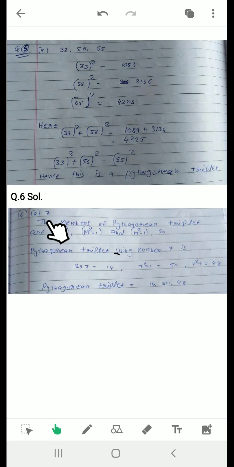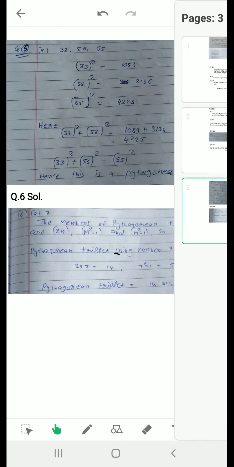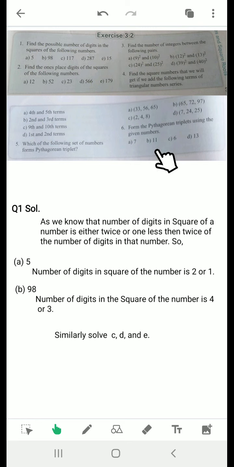And for the first question, the value of m is given as 7. If the value of m is 7, then we need to find the Pythagorean triplet. So if the value of m is 7, then 2m will be 2 multiplied by 7, that is 14. m square plus 1 will be 7 square plus 1, which is equal to 50, and m square minus 1 will be 7 square minus 1, that is 48. So the Pythagorean triplet will be 14, 50 and 48. Like that, try to apply the other values like 11, 6 and 13. These are the values of m given, and try to find out the Pythagorean triplet.